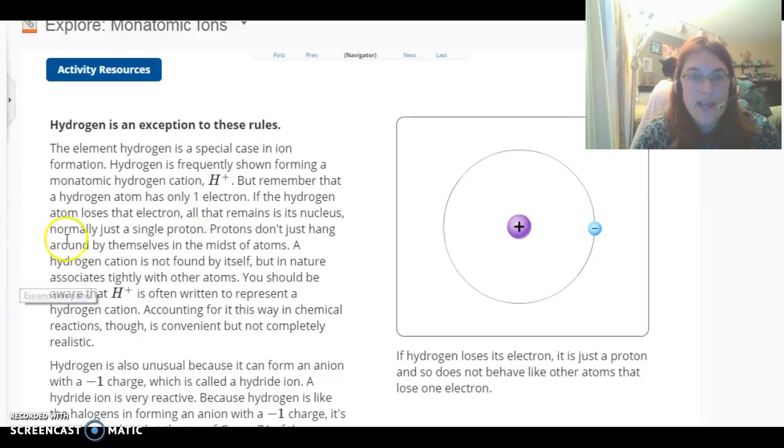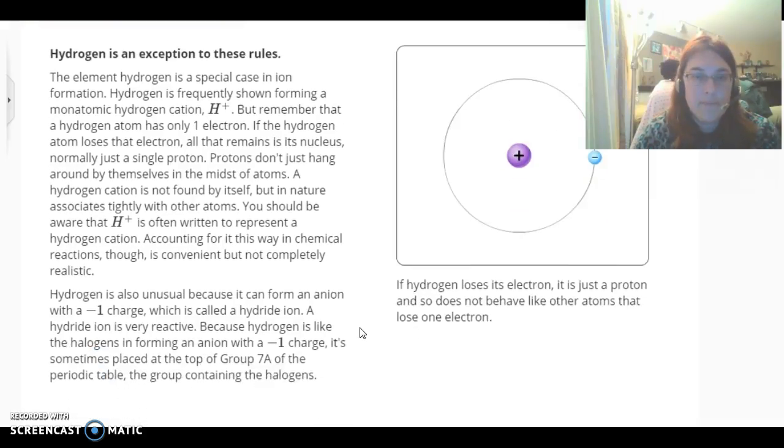A hydrogen cation is not found by itself, but in nature associates tightly with other atoms. In other words, it's going to bond to something. You should be aware that hydrogen plus is often written to represent a hydrogen cation. Accounting for it in this way in chemical reactions, though, is convenient but not completely realistic.